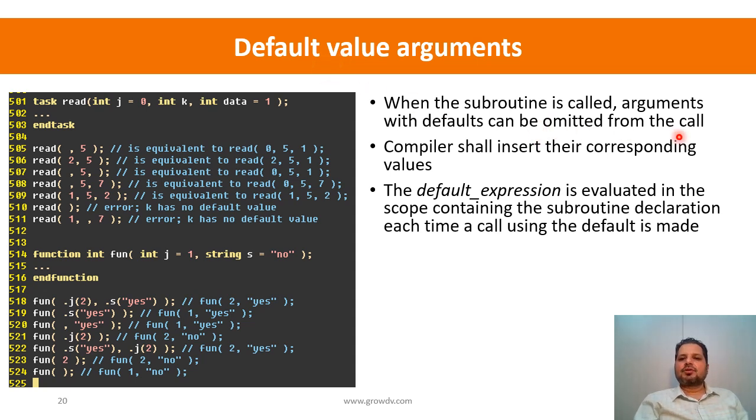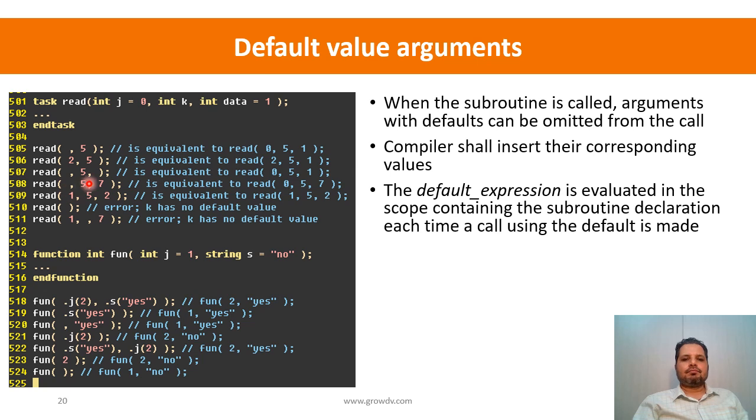When the subroutine is called, arguments with a default can be omitted from the call. Here I have defined a task. The formal arguments are int j equal to 0. Any argument where you say the argument name equal to some value, that will be the default value. How that default value gets used, we'll find out in a moment. Then I'm defining a second argument that doesn't have any default value, and then a third argument that has a default value of 1.